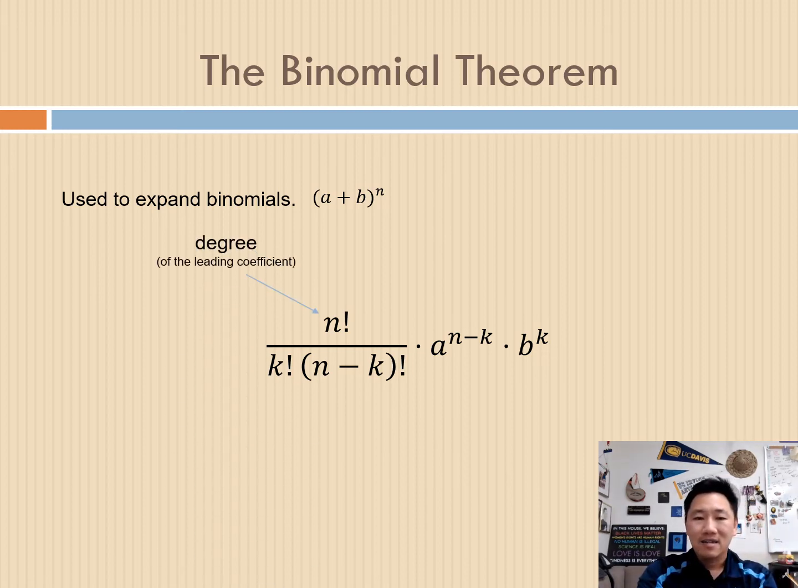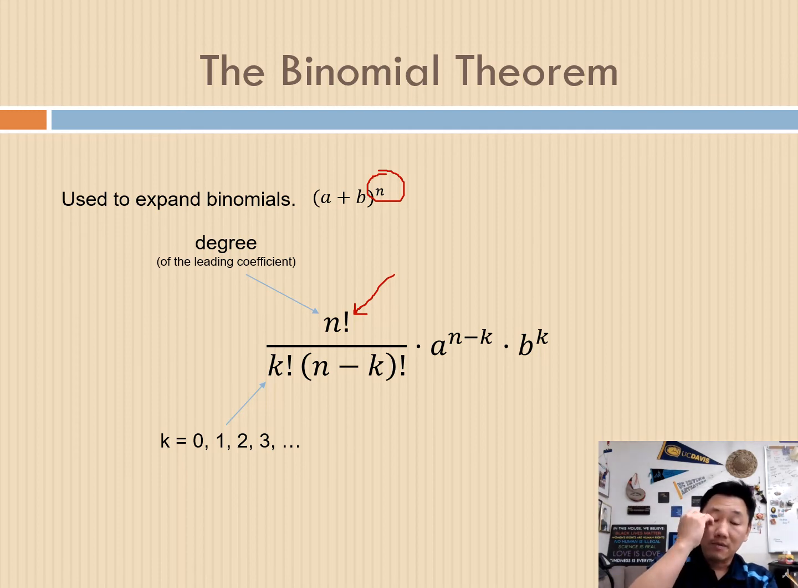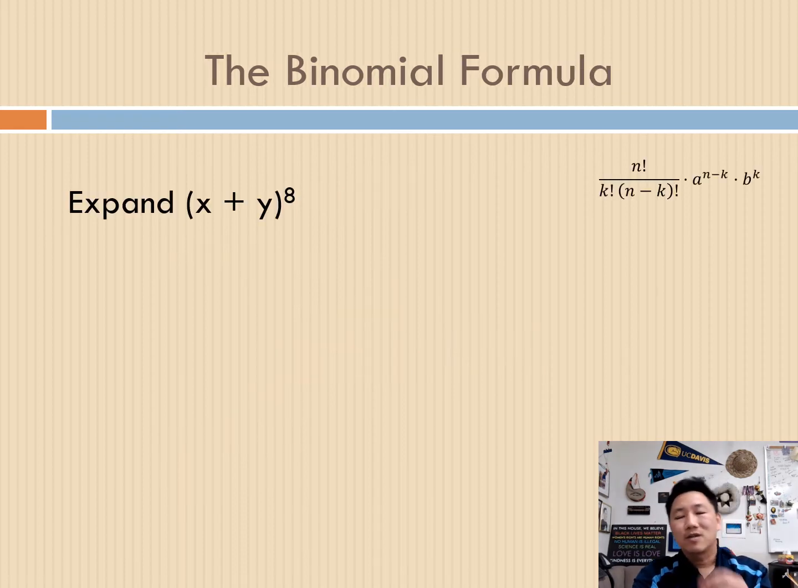The n is just the degree of the leading coefficient. It's this n right here. It's whatever degree we're trying to deal with. And then, of course, our factorial symbol. The k is just 0, 1, 2, 3, 4, 5, 6. So however many times we can go. And basically, all right, so let's see how we can use this formula. I wrote up in the little corner. Let's go ahead and expand x plus y to the 8th power.